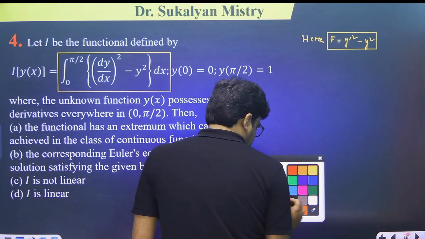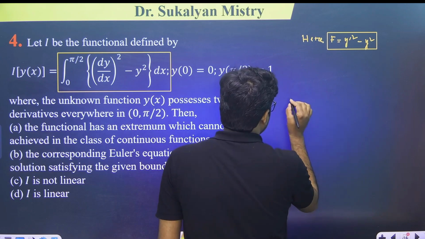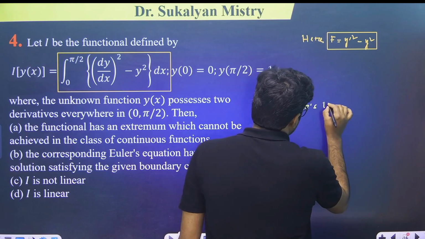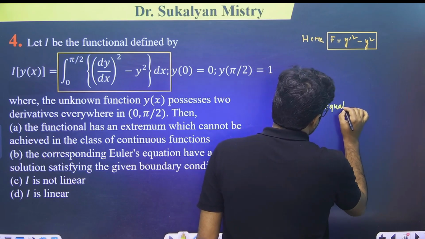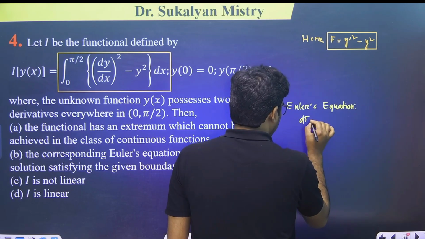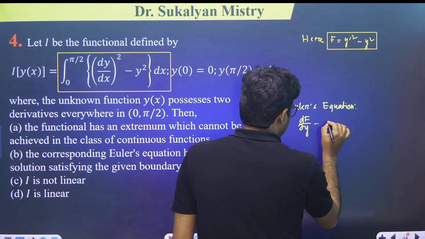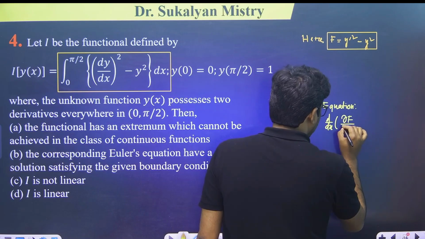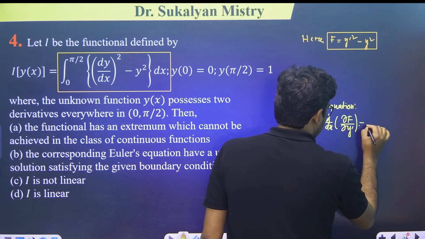What is Euler's equation? Euler's equation is ∂f/∂y minus d/dx of ∂f/∂y' is equal to 0.